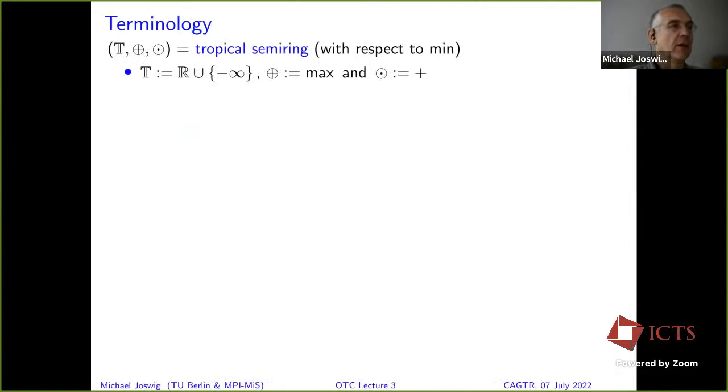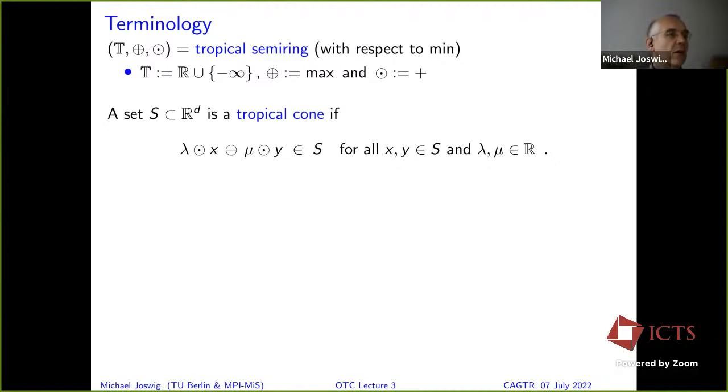Since I was switching back and forth between min and max conventions, actually for a good reason, I explained a little bit of this on Tuesday. A role is the order relation, but there is also another aspect. Sometimes it's important to consider min and max together, and we will see this today. Here I already made a mistake, because I wanted to define the symmetry with respect to max. So this is a typo. T is now the set R union minus infinity, and I take max as the addition like I did on Tuesday, and plus as the multiplication.